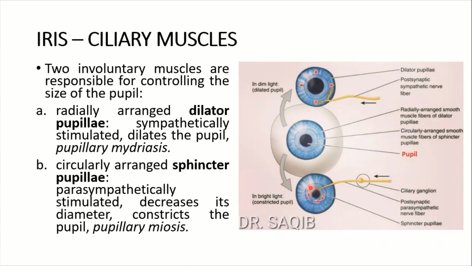And here you see the circularly arranged sphincter pupillae muscle. They are circularly arranged and they are parasympathetically stimulated. They decrease the diameter of the pupil, and this is the constriction. The constriction is called pupillary miosis, and the dilatation is called clinically pupillary mydriasis.